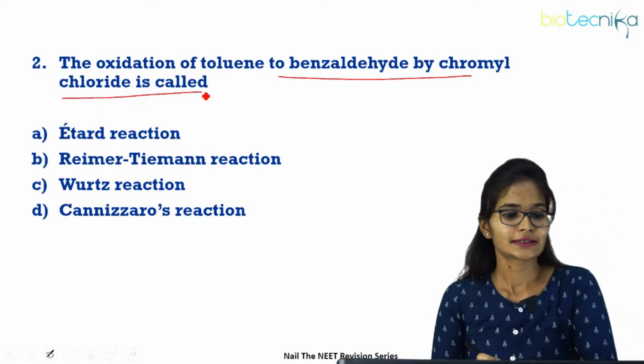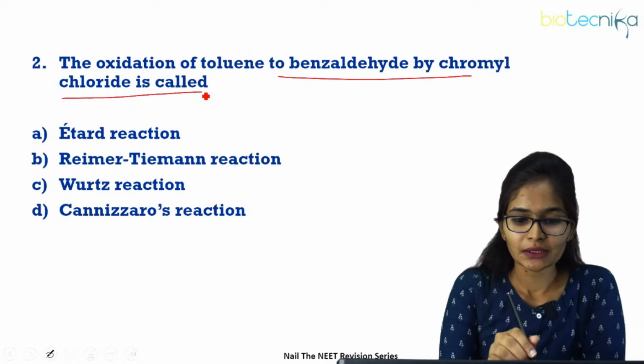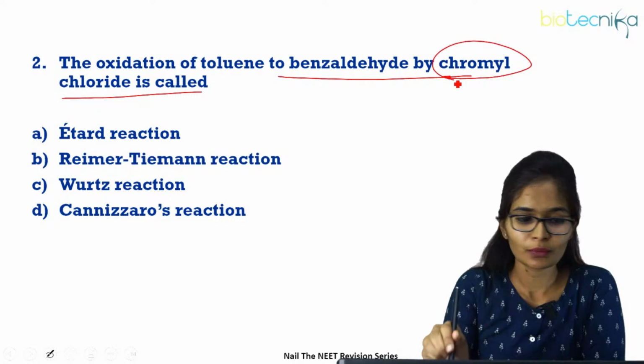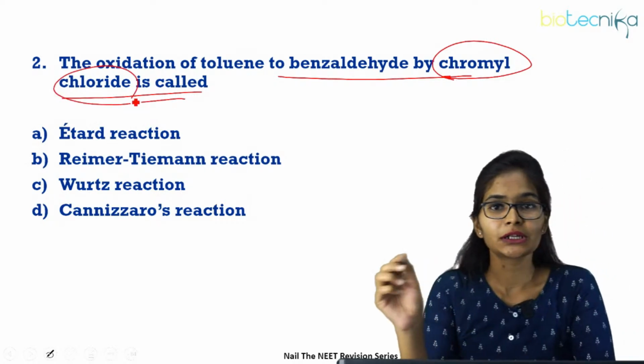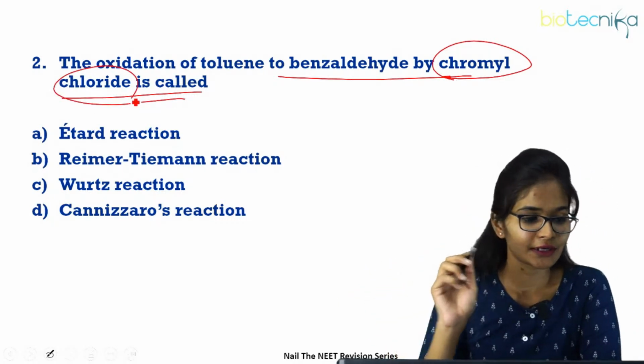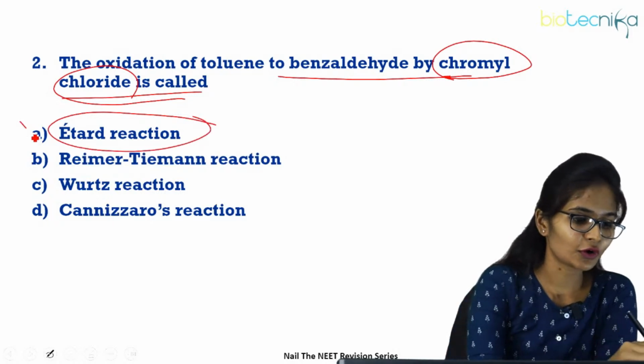Okay, okay, let's look at this. We are preparing benzaldehyde by chromyl chloride. Since the chromyl chloride reagent is given, it definitely has to be the Etard reaction, right? So option A is correct.